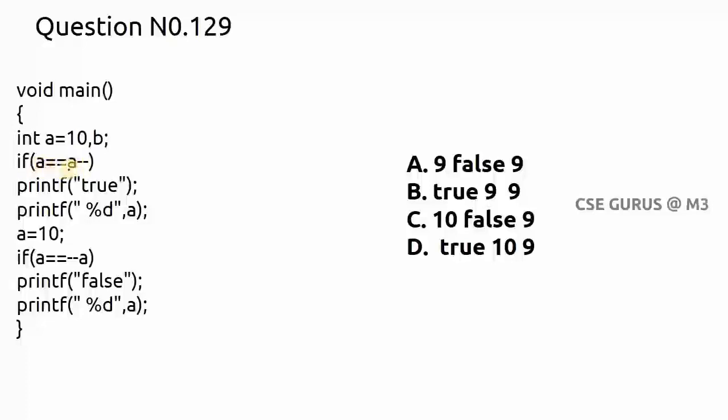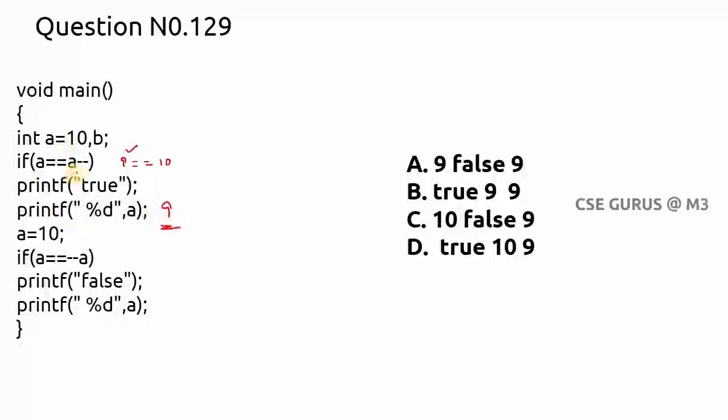Here 10 will be taken, but with A minus minus, the value will be decremented. Now the value will become 9. 9 goes here. Is 9 equal to 10? No. So it won't print this true, and it comes here. printf percent d, A. What is the last value of A? That means finally what is the value of A? 9 will be printed here.